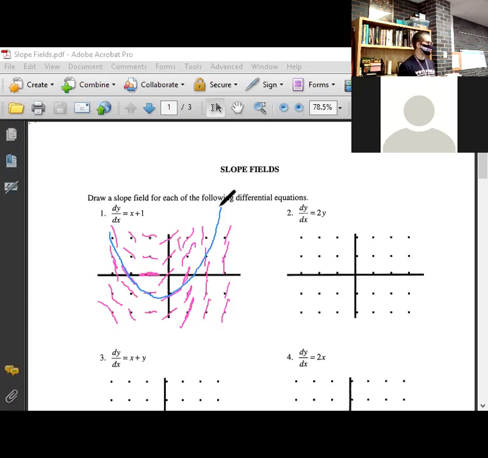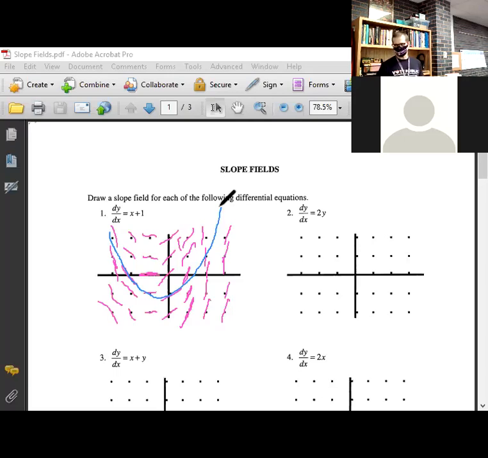Mr. Watts, are all the columns always the same slope, or all of the rows, based on this x and y equation? If it's only x or only y, you're going to get either columns that are all the same or rows that are all the same. So like for 2, all the rows are going to be the same slope? Correct.